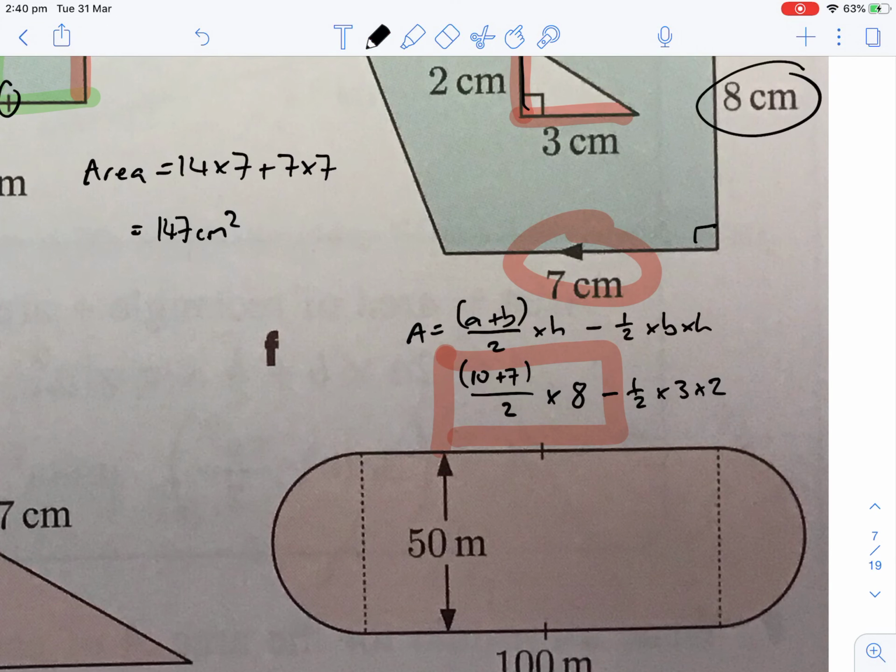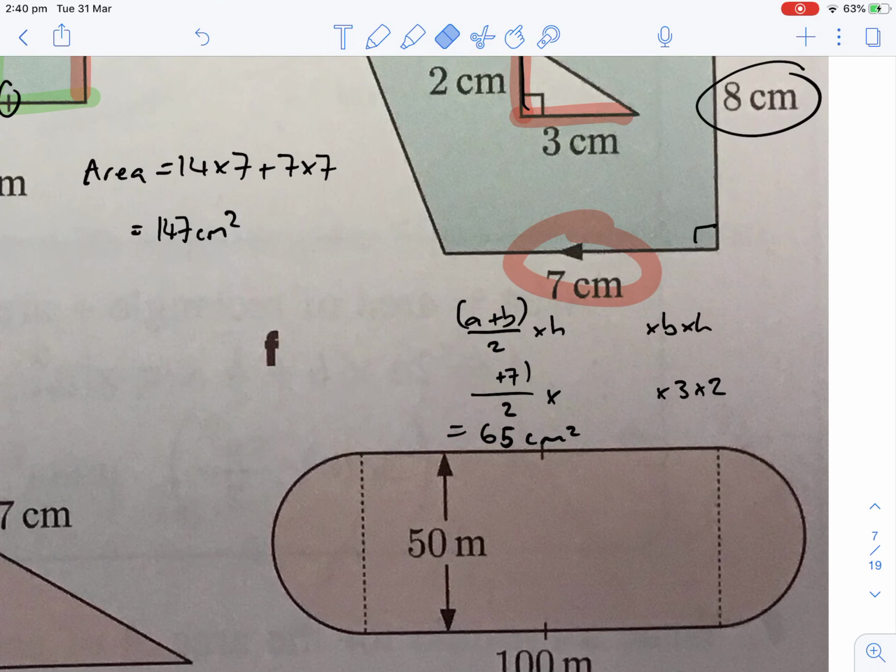In this case, once I've processed all of that, I would have wound up with an area of 65 centimetres squared. Lovely.